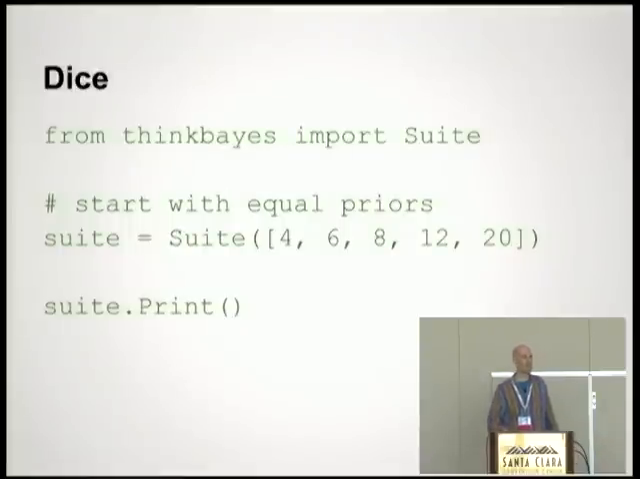And in the case of the dice problem, that's exactly what we have. I said that I pulled the dice at random from the box. Let's assume that that means that they're equally likely. So I can create a suite that has this sequence of hypotheses. And in this case, I'm using integers to represent hypotheses. So the integer 4 means the hypothesis that it was a 4-sided die. And if you then print that suite, you'll see what we saw before. It should show you those 5 values, and each of them should have the same probability.